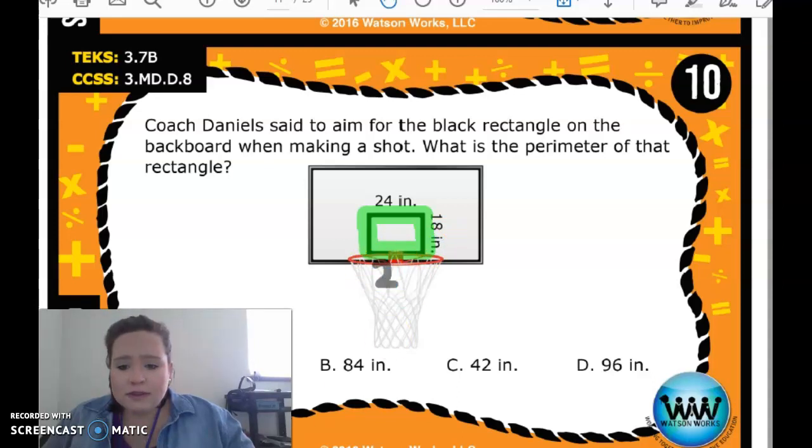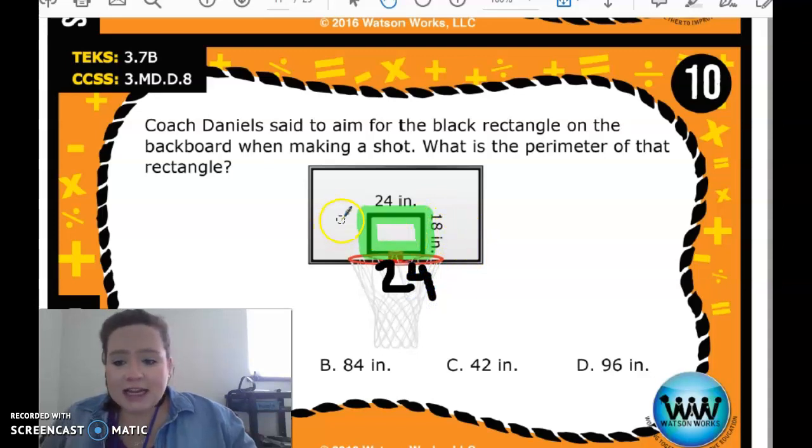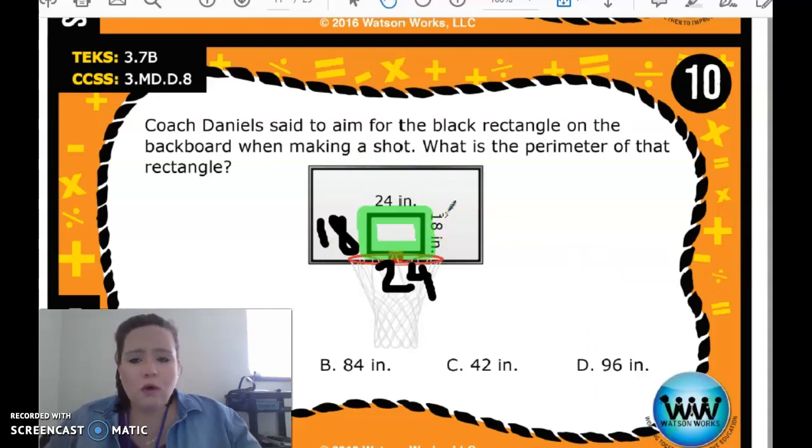Good. Because that side is 24 inches, the opposite side is also going to be 24 inches. Because this is 18 inches, this side is going to be what? 18 inches. Good. And that's because the opposite sides of rectangles are congruent, or equal. Good job. Opposite sides of rectangles are equal. All right. What is the perimeter of that rectangle?